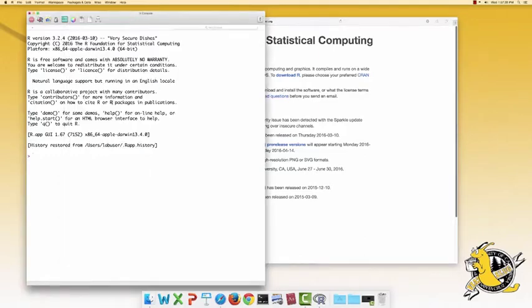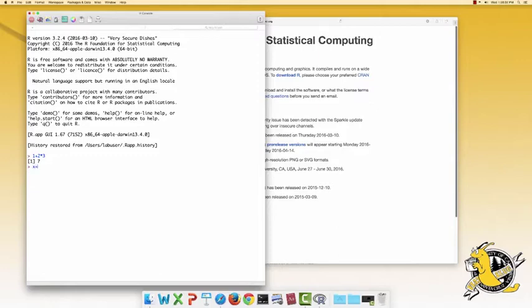R will do basic arithmetic. You can just type in an expression and hit enter. For example, 1 plus 2 times 3. As you can see, R knows the correct order of operations. R is an object-oriented environment, meaning that almost everything it does revolves around objects. Objects have names, and you can assign values to objects. For example, assigning a number.